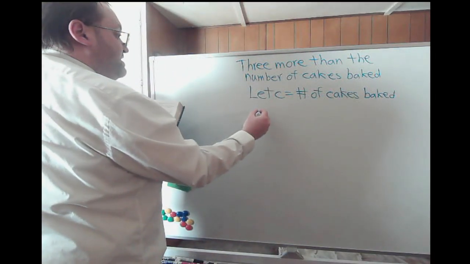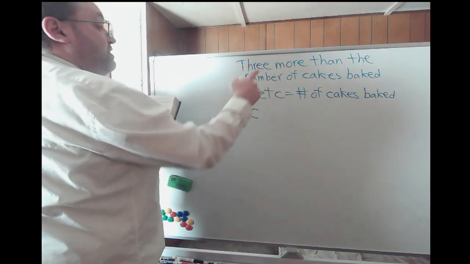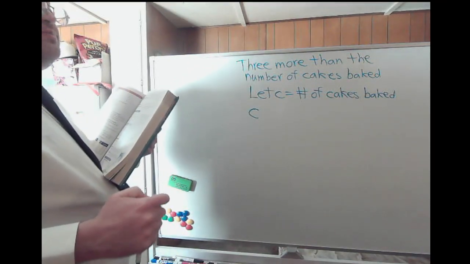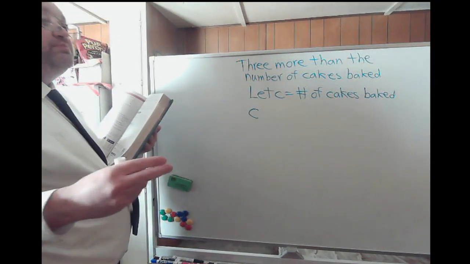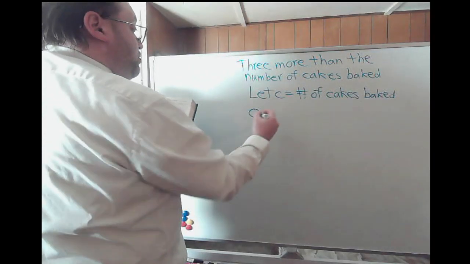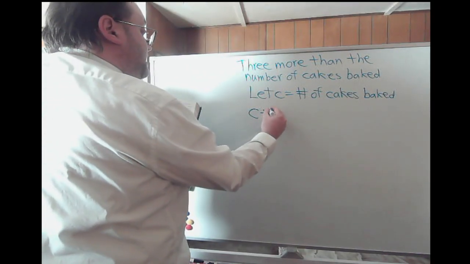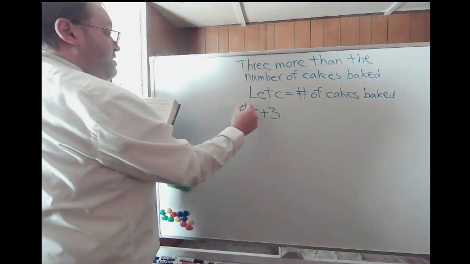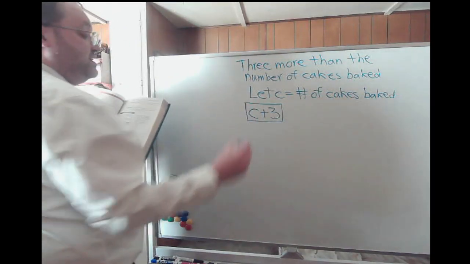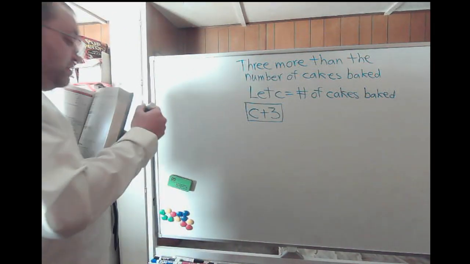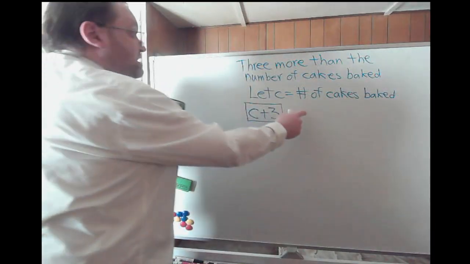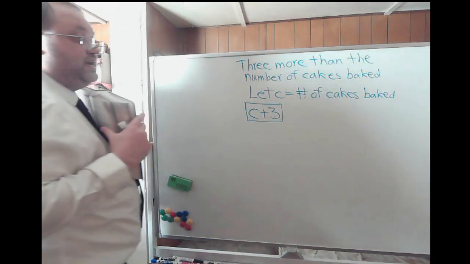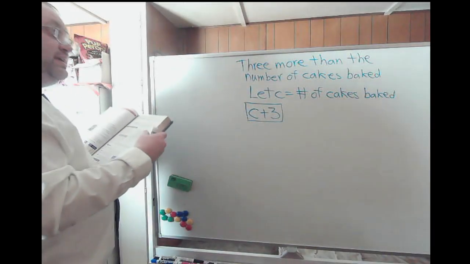So you have C, and then they said 3 more than the number of cakes baked. Well, if we remember from yesterday's lesson, more means plus. 3 more, so that'd be C plus 3. So your answer for this would be C plus 3. Because you have C, the number of cakes baked, and they said 3 more than the number of cakes baked, so C plus 3. That's what that would translate into.